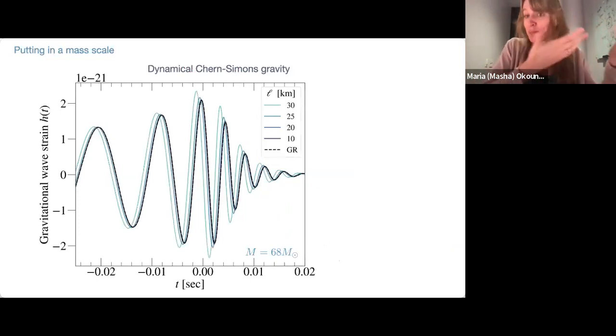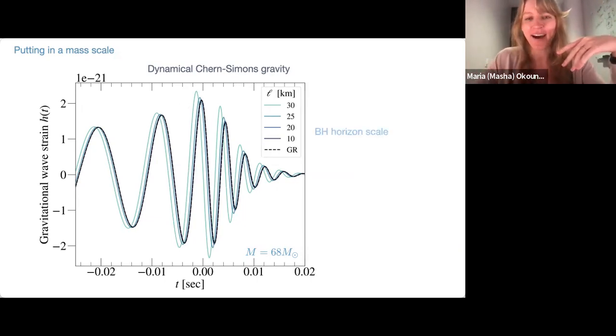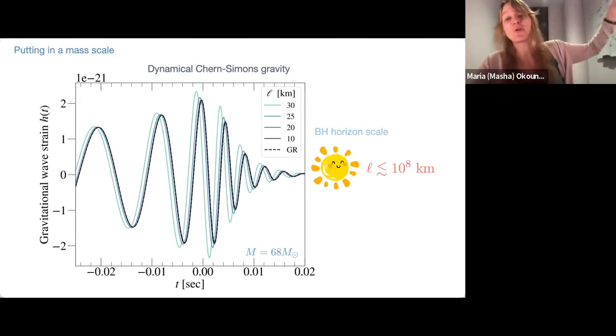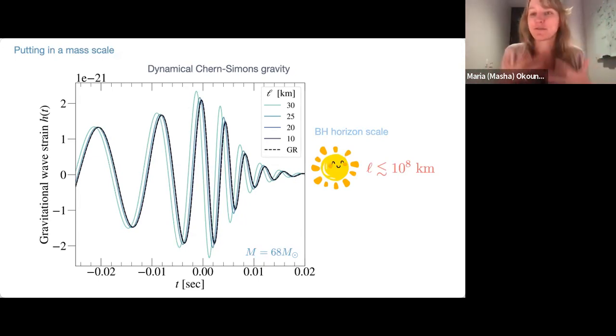And similarly, well, I can put in a mass scale if I want. And for this system with this mass, by eye, if you want to differentiate between the GR and beyond GR waveforms as a function of the coupling parameter, it's around 10 kilometers that you can really differentiate them by eye, which corresponds to the black hole horizon scale in the problem, and is 7 orders of magnitude better than any sort of constraint that you can get, for example, from the solar system.